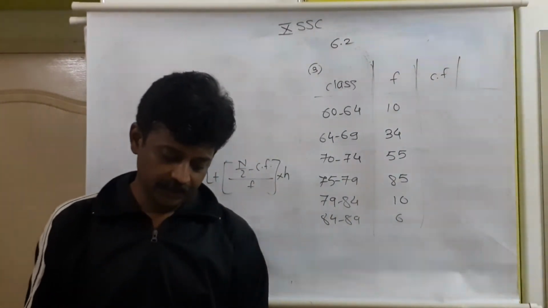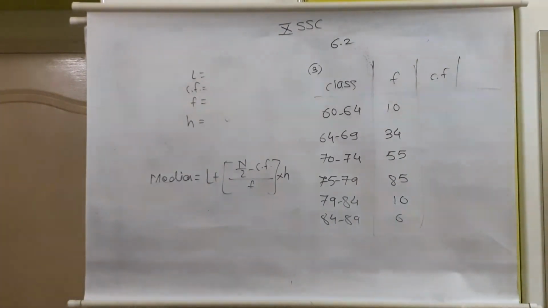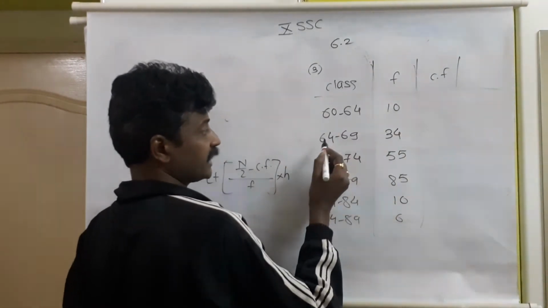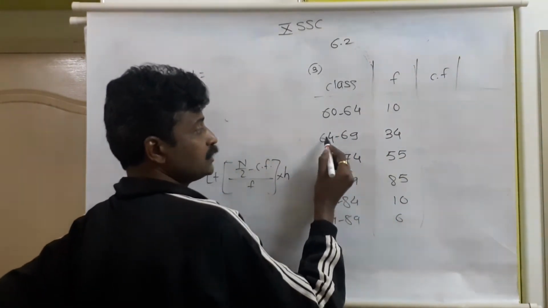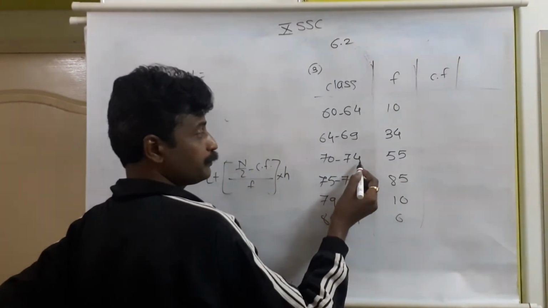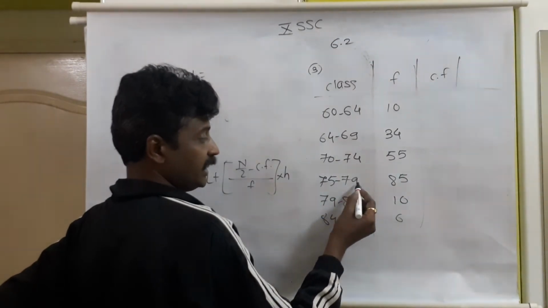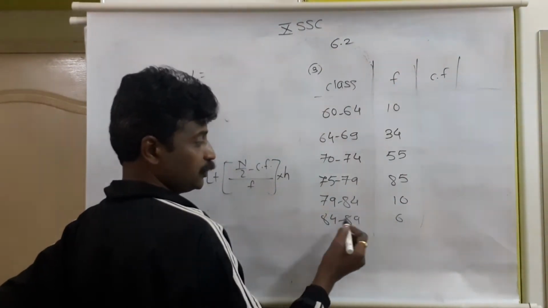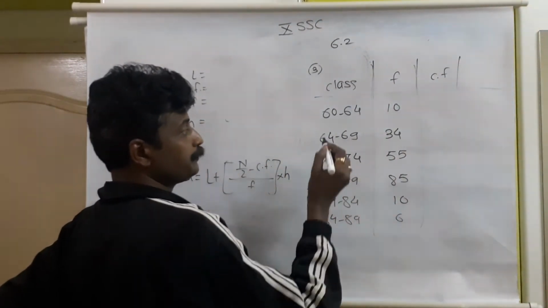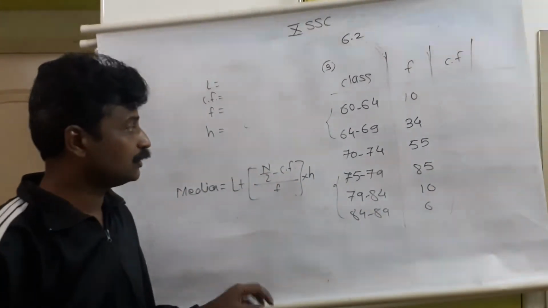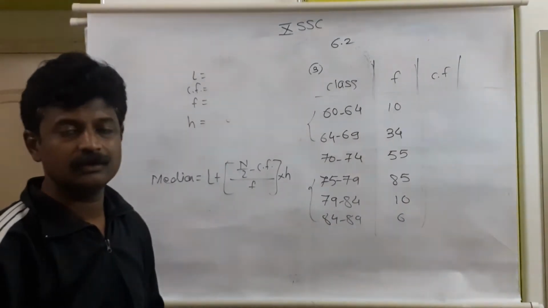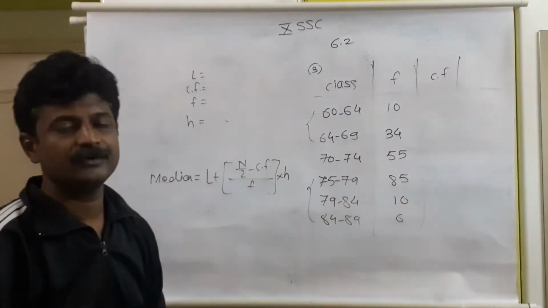I think there is some printing mistake, because the first class is 62 to 64, a gap of 4. The second class is 64 to 69, so here the gap is 5. The next class is 70 to 74, the next is 75 to 79, again 79 to 84 and 84 to 89. So these are continuous, and the first two are also continuous. While writing this class, there is some printing mistake, because in one question it is not possible that a few classes are continuous and a few are discontinuous.